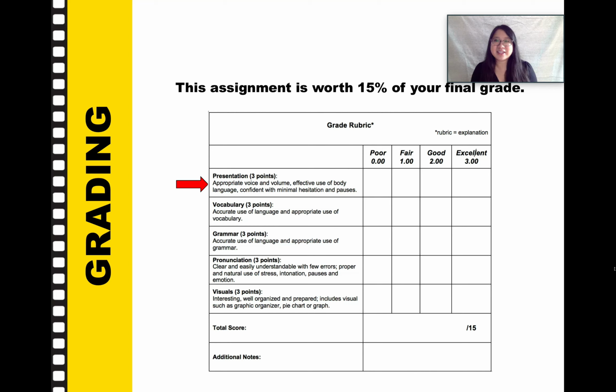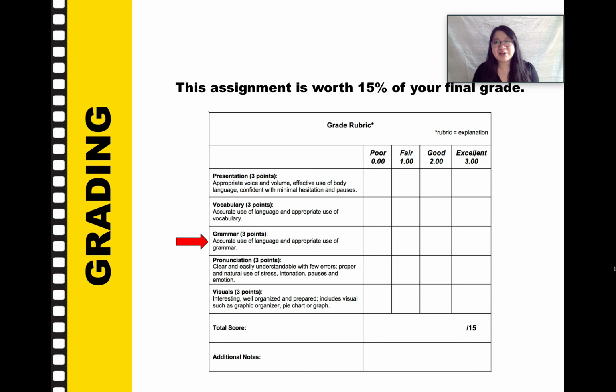We call this type of communication paralanguage. This is language outside of our words. It can also include eye contact and facial expression. Number 2, I will check your vocabulary. We must use vocabulary from Unit 1 and 2, and it must be used correctly.